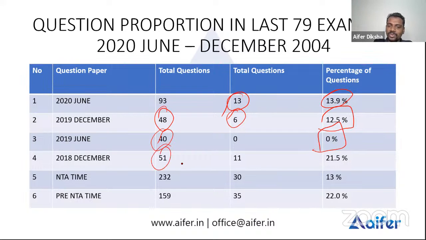In 2018, out of 51, we have 11. And during the NTA time, after NTA took over, out of 232 questions, we have around 30 questions from number series, around 13%. So out of all the topics, the most important topic in terms of the percentage of questions within mathematical reasoning, I would say, is number series. So many of you have answered my question, which are the topics from which maximum number of questions are being asked.